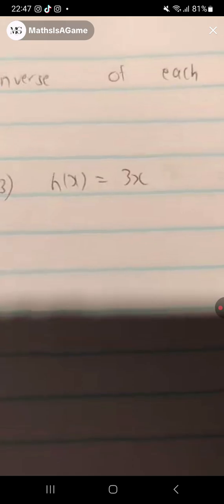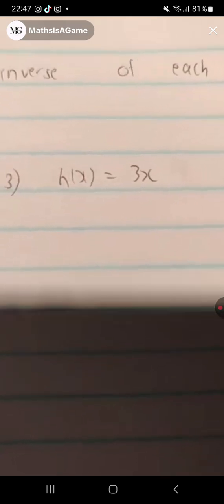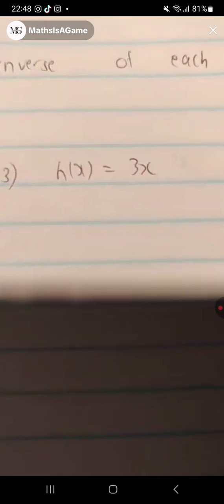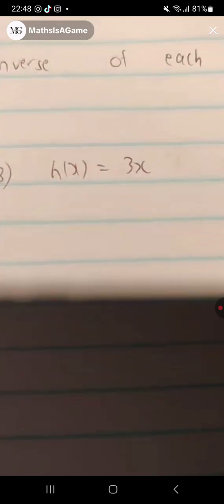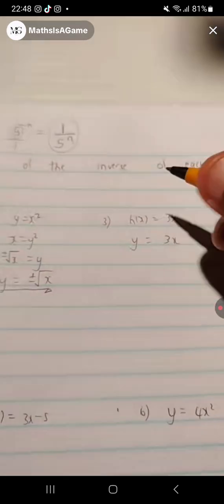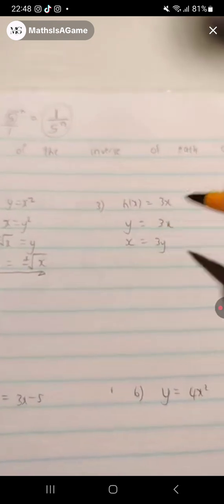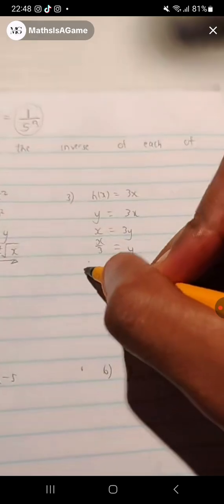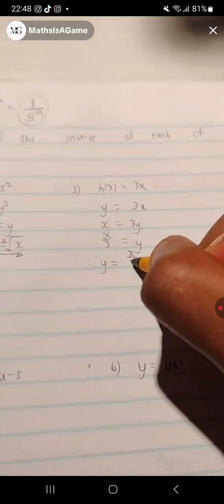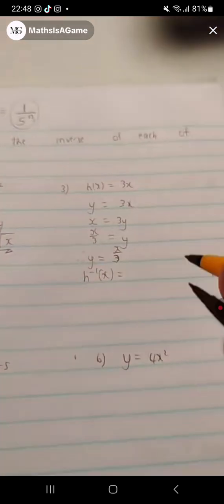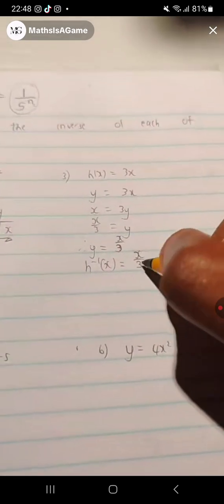With just 30 seconds to go. Okay, time. y is equal to 3x. x is equal to 3y. Divide both sides by 3. x over 3 is equal to y. So that means y is equal to x over 3. But of course, since we have h, the inverse of h is going to be x over 3.